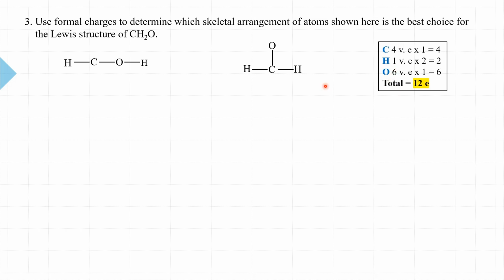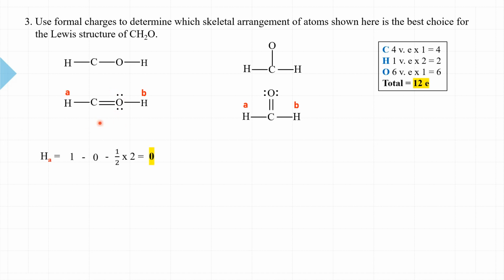Valence electron count. If we count the CH2O molecule's valence electrons: carbon 4 valence electrons times 1, 4; hydrogen 1 valence electron times 2, 2 electrons; oxygen 6 valence electrons times 1, 6 electrons. If you add these numbers, you get 12 valence electrons in the structure. So with that electron count, let's complete the Lewis structures of these two skeletons. Now with labels A and B, let's calculate the formal charge on each atom.